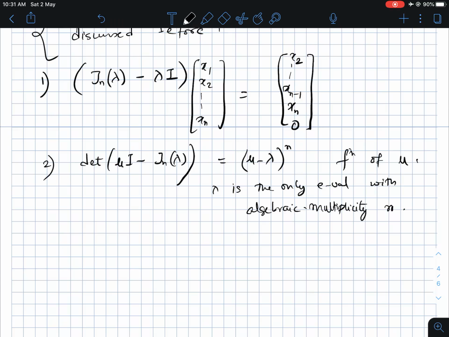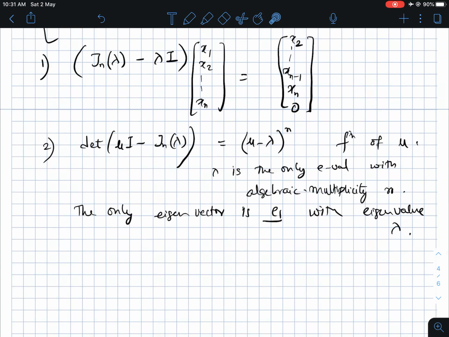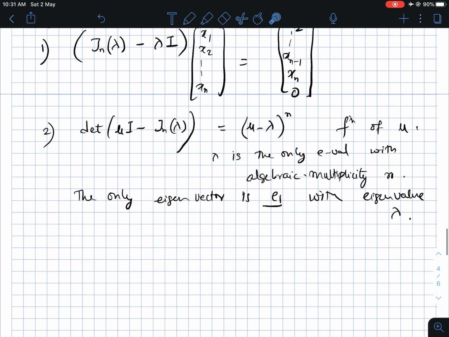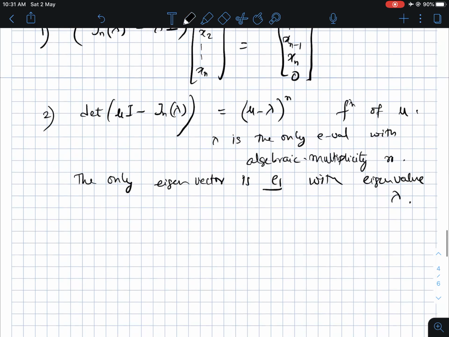What about the eigenvectors? Once again, the only eigenvector is E1, with eigenvalue lambda. Because to find an eigenvector corresponding to lambda, you have to look at a vector in the null space of Jn lambda minus lambda I. We've already done this: E1 is the only vector in the null space. So E1 with eigenvalue lambda. This is an example of another n cross n matrix with eigenvector E1, but the eigenvalue is lambda.